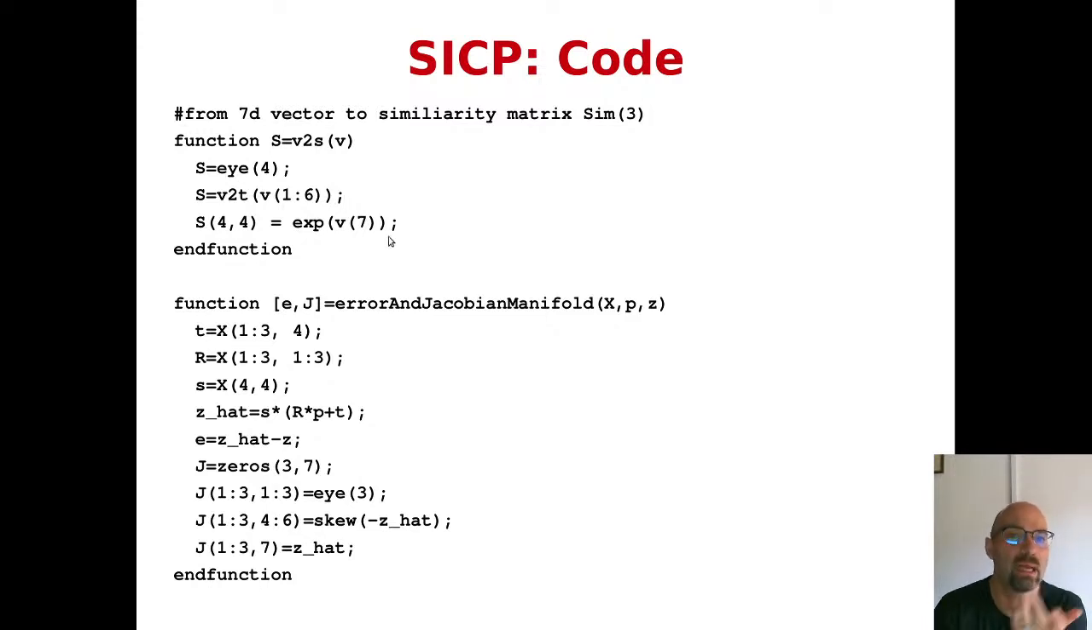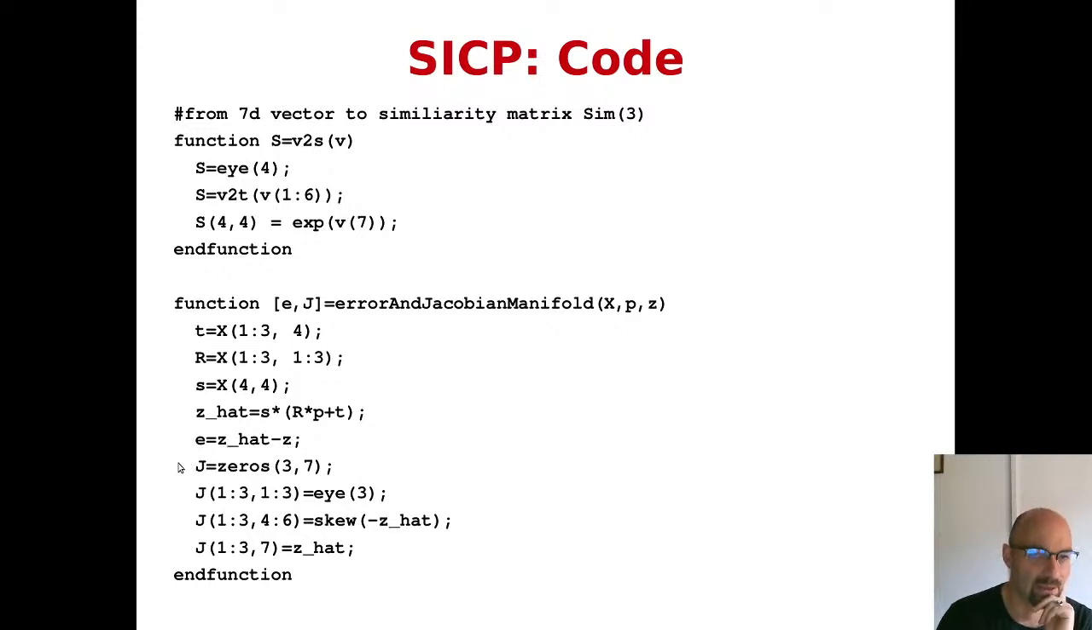And then we have to write the famous error and Jacobian functions just by copying the code, and this is a one-to-one translation of the code of the math that we have seen in the previous slides. We extract the translation vector, we extract the rotation matrix, we extract the scaling factor, we calculate the prediction, so-called z hat, which is equal to S times R times P plus T. We calculate the error as the measurement minus the prediction.